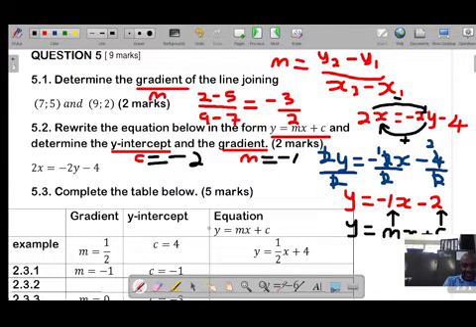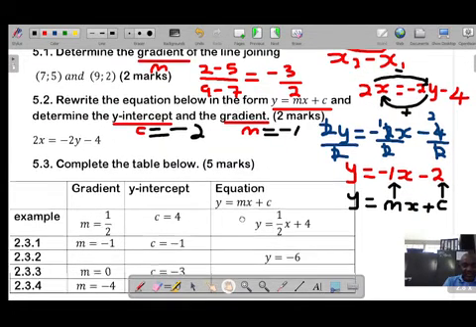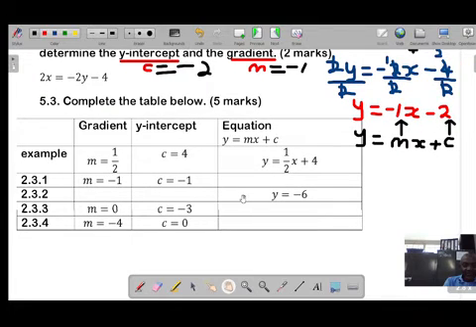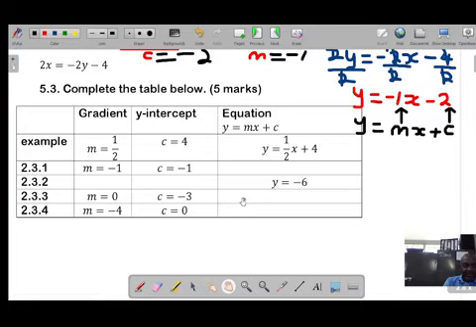Now, because this is a very important topic, it was asked in so many ways. Another table is here also. They said complete the table below and get yourself 5 marks. With an example, they gave gradient, y-intercept, and equation y equals mx plus c. If the gradient is a half and the intercept is 4, then what is your equation? It is y equals a half x plus 4.